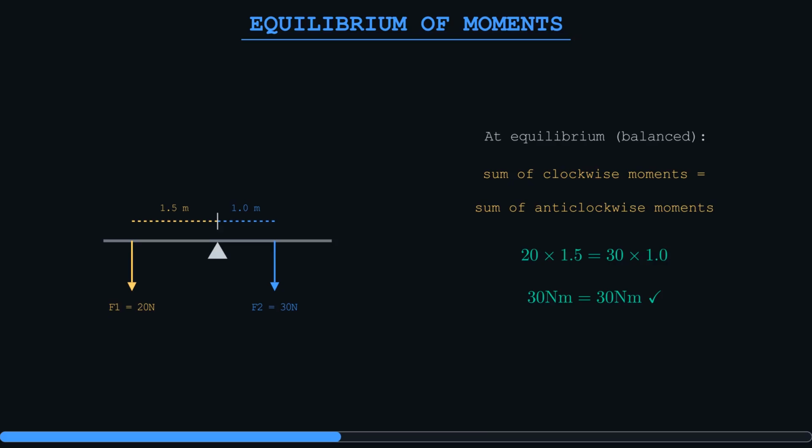The principle of moments states that, for a body in equilibrium, the sum of the clockwise moments about a pivot equals the sum of the anti-clockwise moments. Here, 20 newtons at 1.5 meters gives 30 Newton meters, and 30 newtons at 1 meter also gives 30 Newton meters, so the beam is balanced.